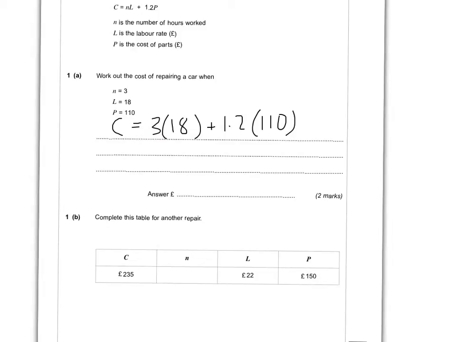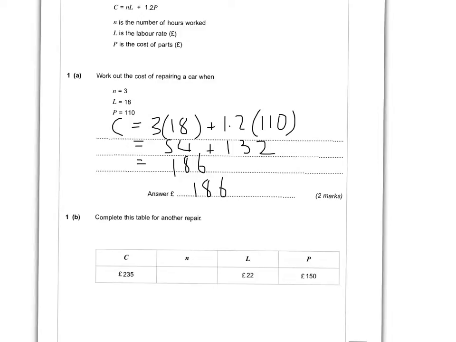We now evaluate this. Really important that these multiplications happen before the addition because of order of operations, because of BIDMAS or BODMAS, depending on what age you are. And so let's calculate this. So 3 lots of 18 is going to give me 54. 1.2 times 110 will be 132. You do have a calculator in this exam, so make sure you do use it if you're at all unsure about your arithmetic. And that gives me a final answer of 186, so my answer is 186.